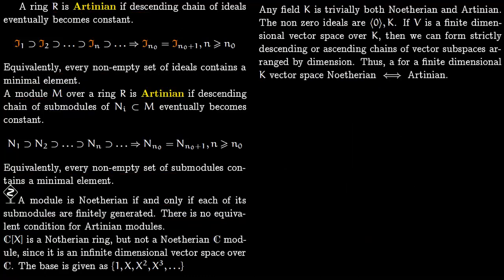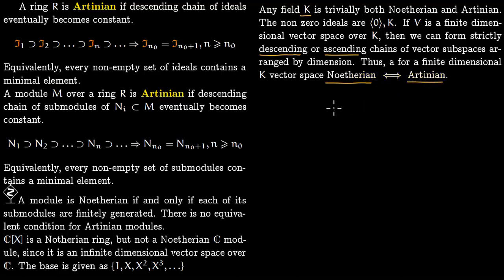So we finally come to examples which are both Noetherian and Artinian. For any field K, it is trivially both Noetherian and Artinian because the only ideals are 0 and the entire field itself. And if V is a finite dimensional vector space over some field K, then we can form strictly descending or strictly ascending chains of vector spaces by arranging them by dimension. Thus for a finite dimensional vector space, it is Noetherian if and only if it is Artinian.